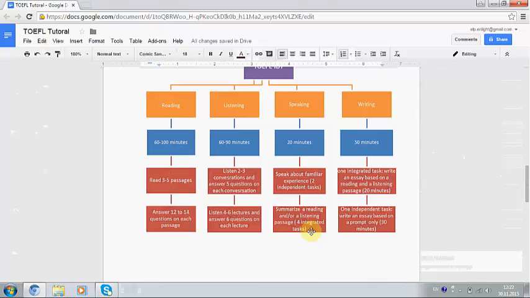So the first one would be one integrated task. They will give you one topic, yeah, so the question, and you will have 20 minutes to write.